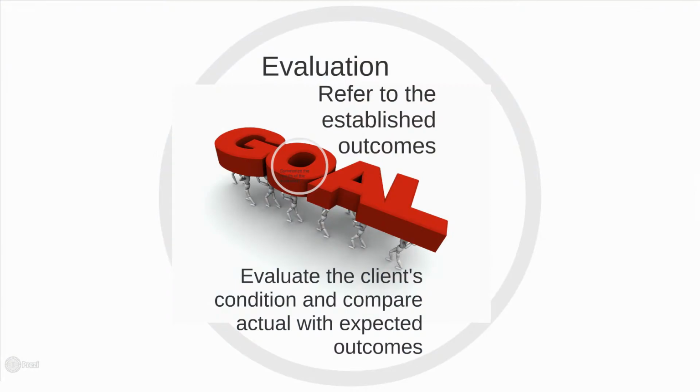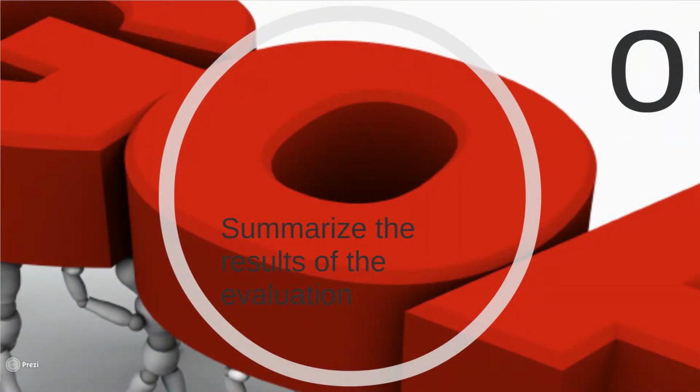And then our final step is evaluation. Now you're going to look back at those established goals and say, did we get there? Evaluate the client's condition and compare what actually happened with what you expected to happen, with what you wanted to happen. What was the client's goals? So now you need to summarize the results of the outcomes. What went well, what didn't go well? Did they meet their goals? Did they exceed their goals? Did they almost but not quite meet their goals? And then that's going to take you right back to the beginning of the nursing process.